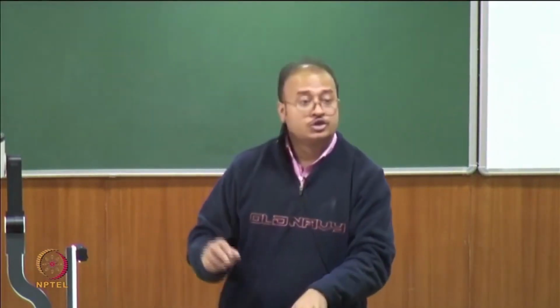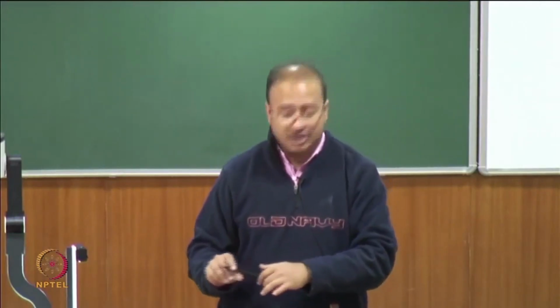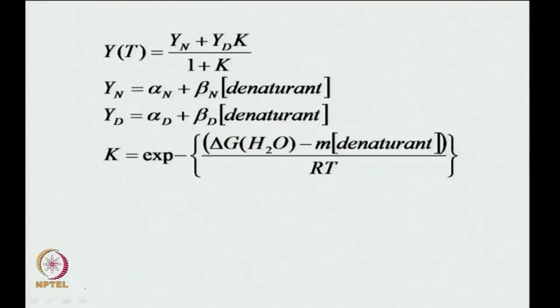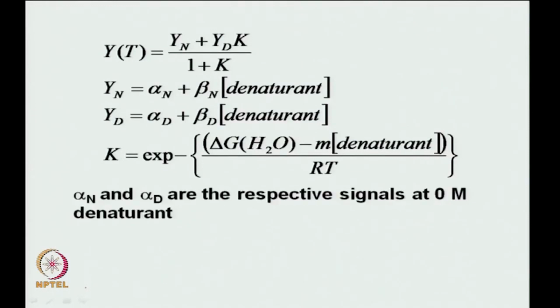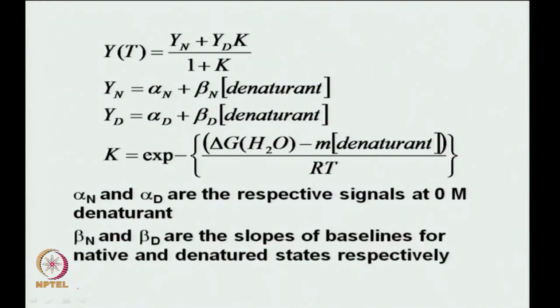Okay. So, if you are given a transition curve, you essentially fit this, where alpha n and alpha d are the respective signals at 0 molar denaturant, that you can understand, y n and y d, right. Beta n and beta d are the slopes of the baselines for native and denatured states respectively. Okay.